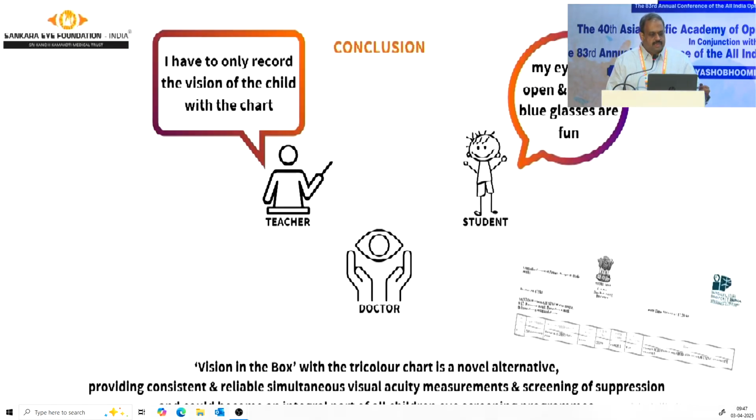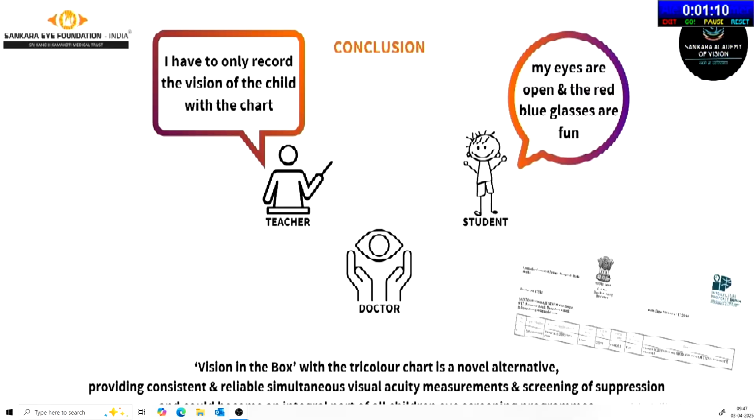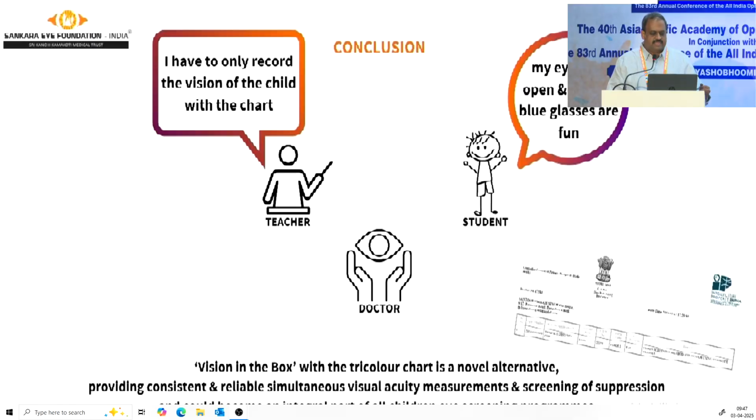In conclusion, Vision in the Box is a novel alternative providing consistent, reliable, simultaneous visual acuity measurements and can screen for suppression, and we hope that it will become an integral part of all school eye screening programs.